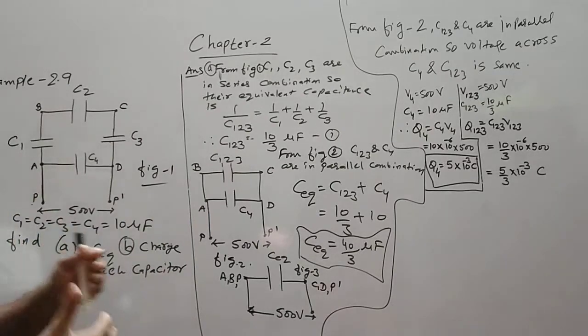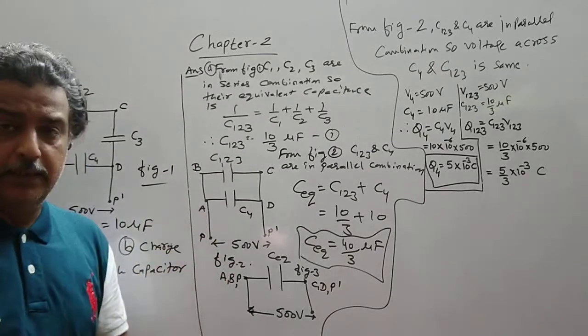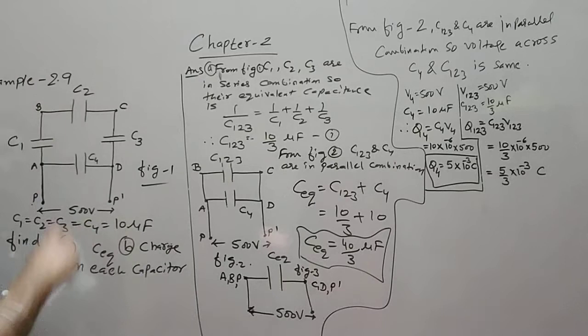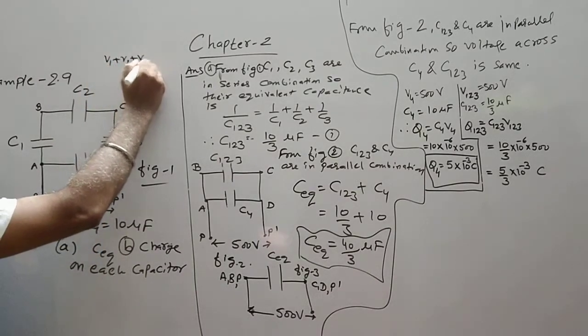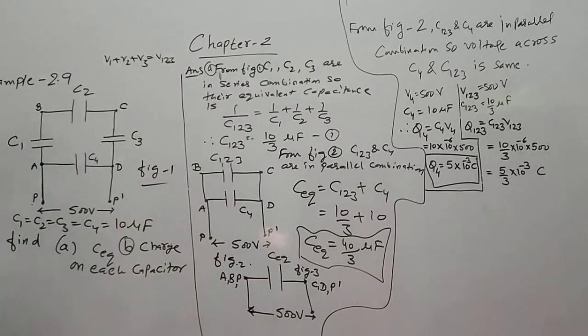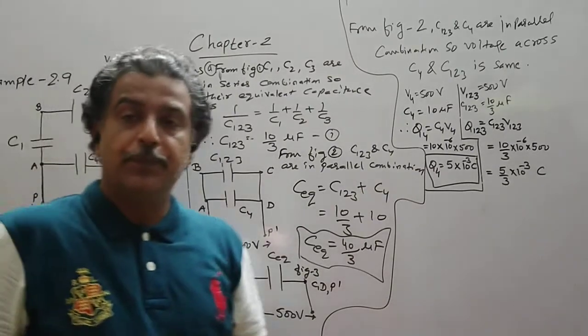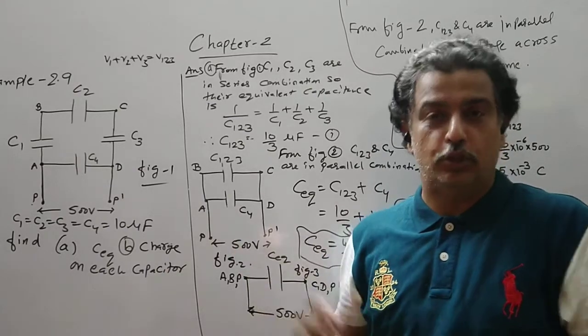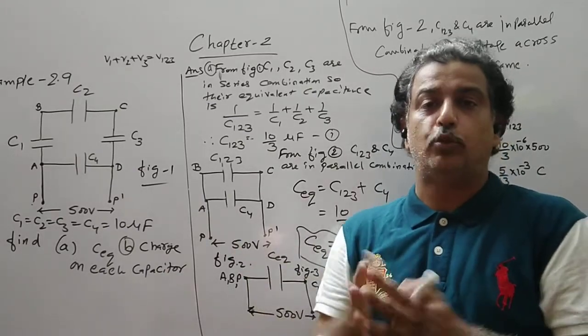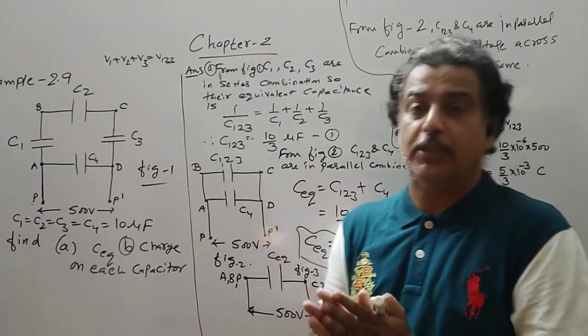Now there are many methods. See, V1 plus V2 plus V3 is equal to V123, series combination. So voltages are added and Q is the same. C1, C2, C3 are all 10. Q is the same, C is also the same, so V should also be the same. Out of three physical quantities, two are the same. So we know that in series combination the charge is the same.